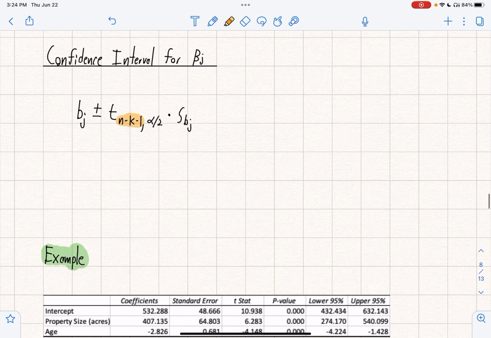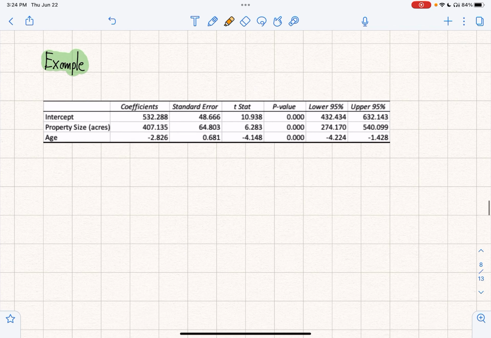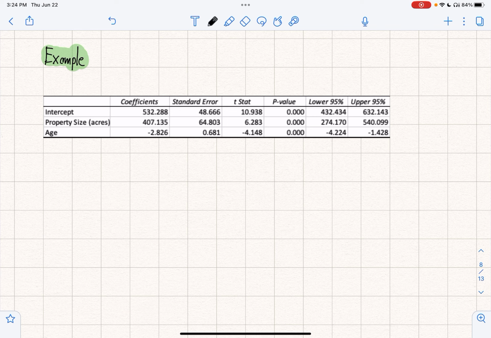So let's go ahead and return to our example. So we did this in Excel, and we get this table of output from Excel. You'll see that our Excel lab is very easy for this chapter. And so we already wrote our coefficients. So let's just do some hypothesis testing and look at our confidence intervals.